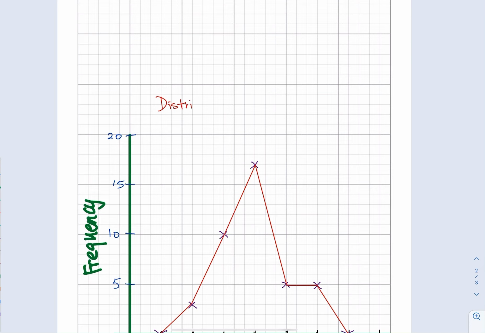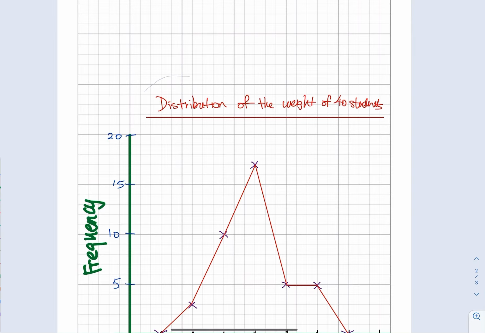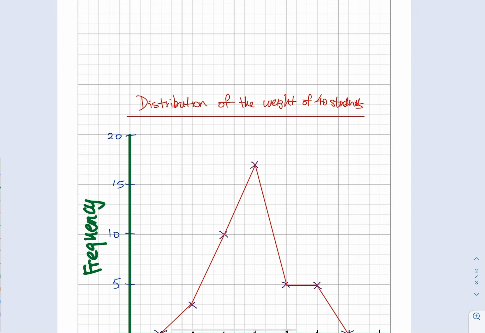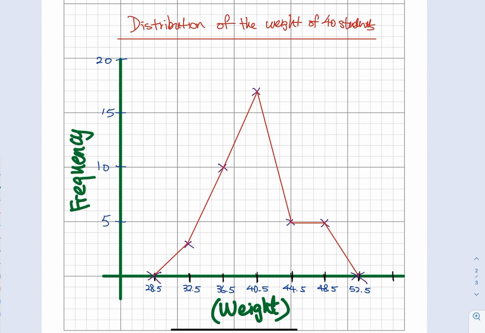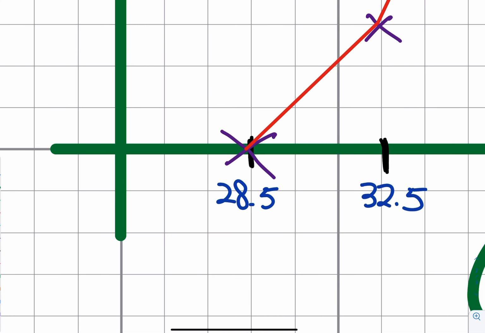Distribution of the weights of students, of 40 students. So that's your topic. And for the title, the topic, we also underline it. Okay, so that's how we do it. A little easy. Feel like it's in primary school, right? Maybe. Anyways. So that's your title. And one more mark is here.